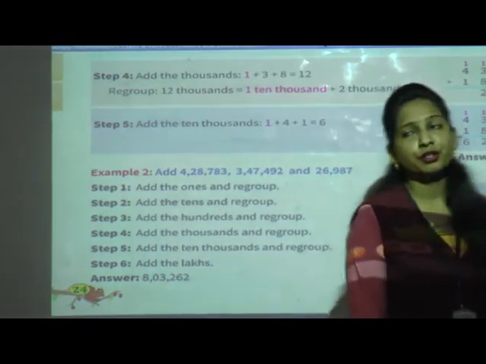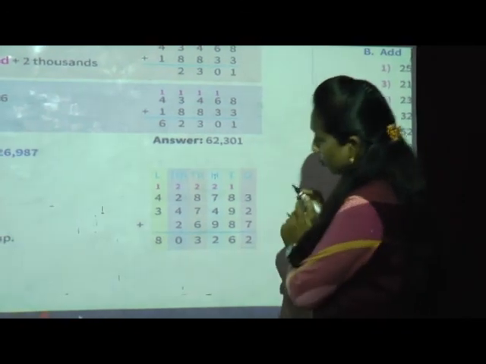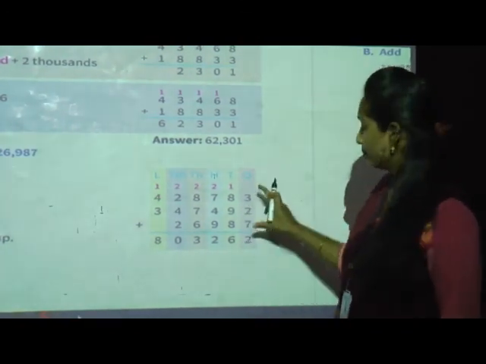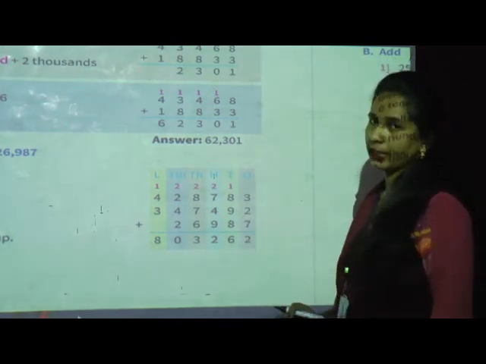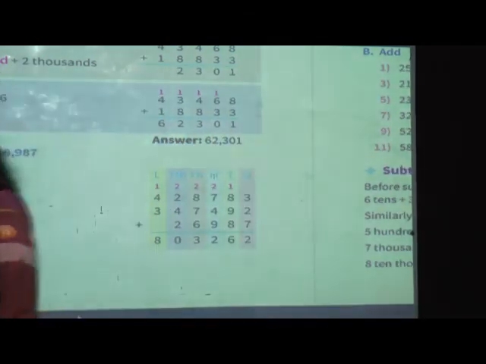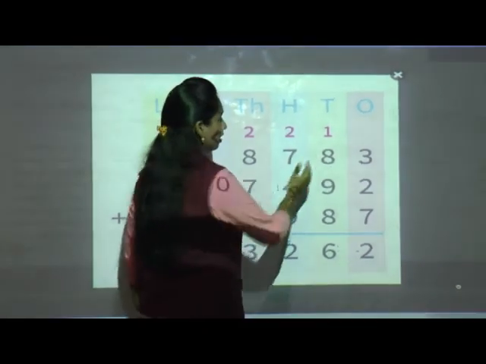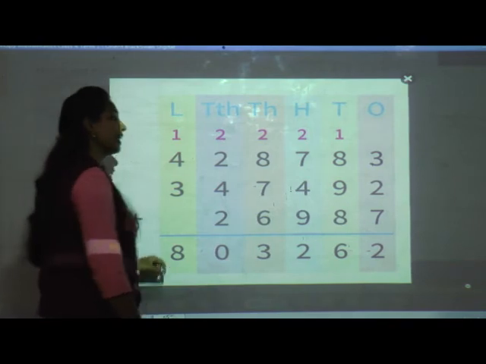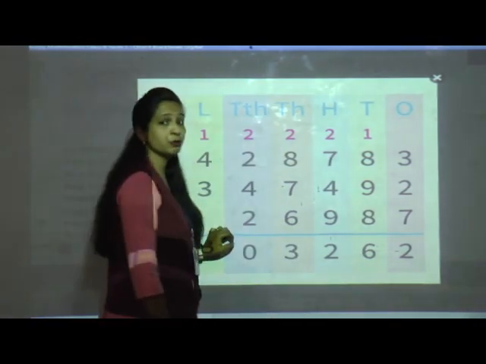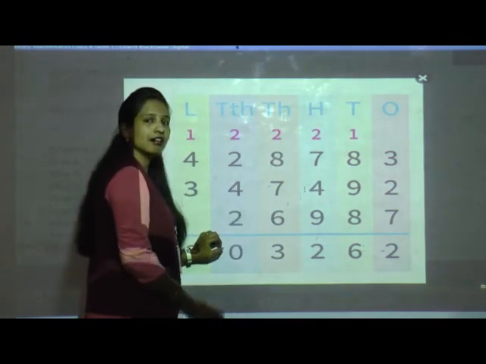First, what do we have to do? We add the ones and regroup. 3 plus 2 is 5, 5 plus 7 is 12. So 2 we write on the ones place and 1 we carry to the tens place. In the same way we do the tens place. 1 plus 8 is 9, 9 plus 9 is 18, 18 plus 8 becomes 26. So 6 we write on the tens place and 2 we carry to the hundreds place.